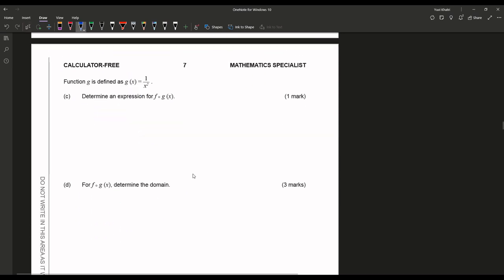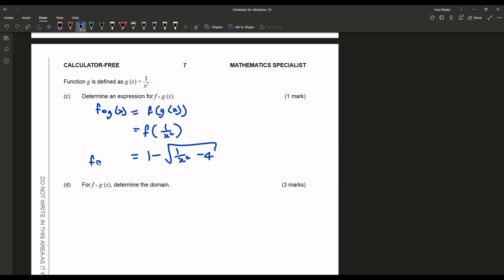Part C gives us a new function g, and it wants us to get the expression for f of g of x. So f of g of x is just substituting g of x into f of x. Since g of x is 1 over x squared, it's basically f of x, but instead of x, you write 1 over x squared. So that's going to be 1 take root 1 over x squared take 4. That will be f of g of x.